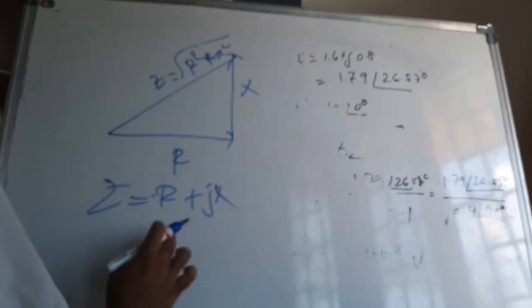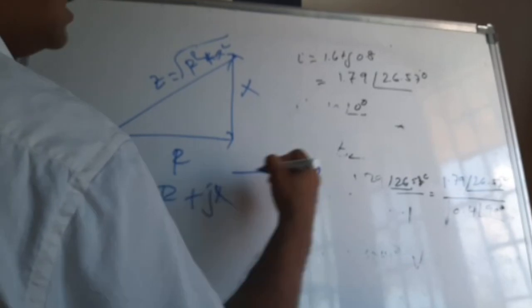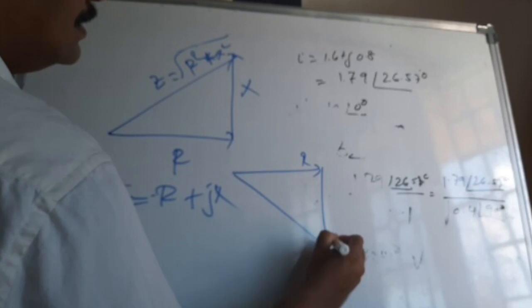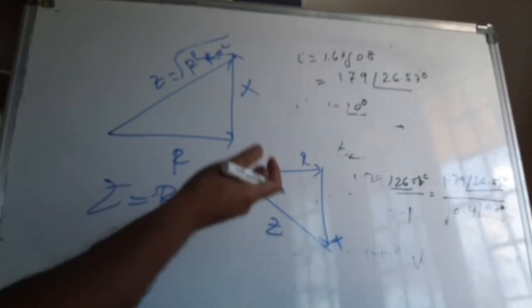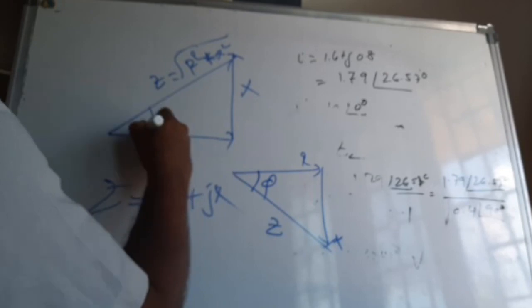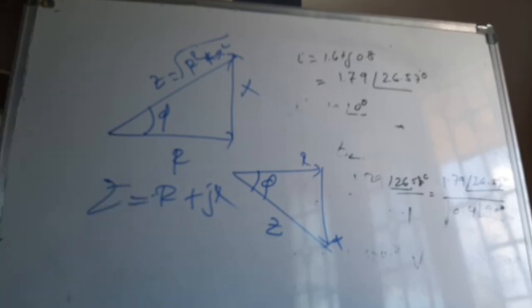Okay. Suppose X is inductive in nature, this is the graph. If X is capacitive in nature, this is R, this is X. This is the power factor angle. This is the angle between the voltage and current. Okay, this is the cosine of the angle between the voltage and current. This is what we discussed. Voltage and current angle. Okay.